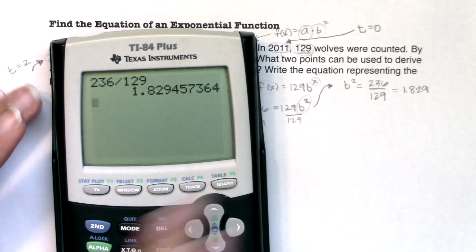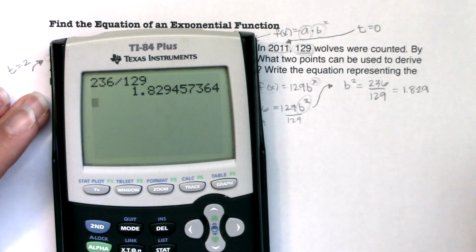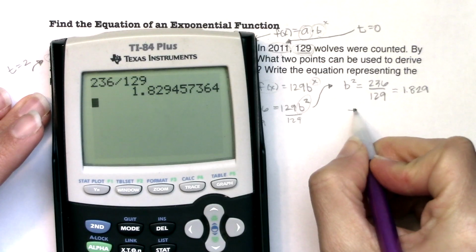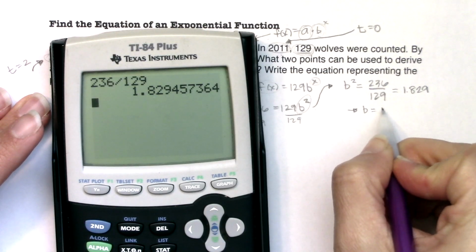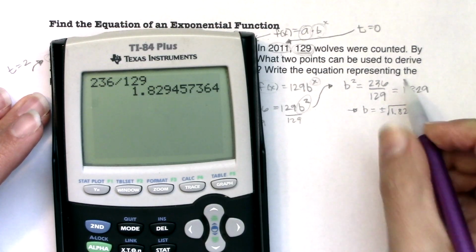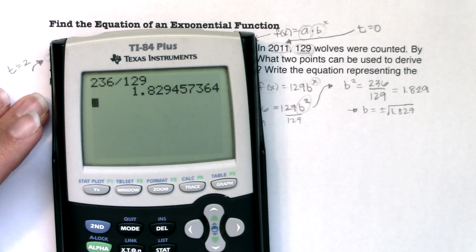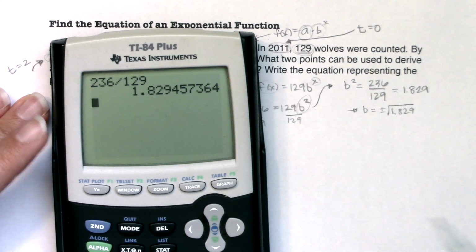And then if I want to solve for b, I'm going to take the square root of both sides. When I take the square root of both sides, I would get that b is either the positive or negative square root of 1.829. I'm going to opt to take the positive square root, because when we're talking about exponential growth, b is going to be a number greater than 1.